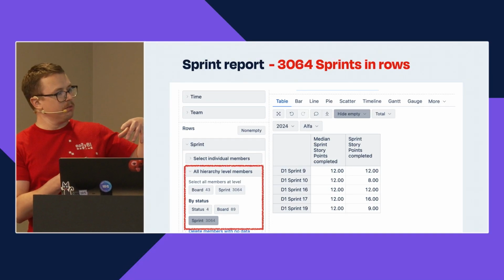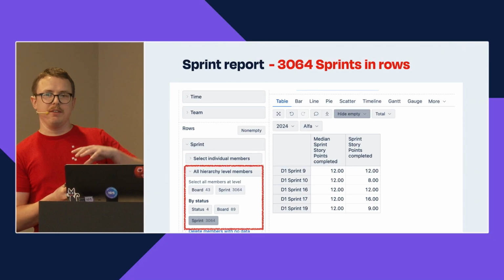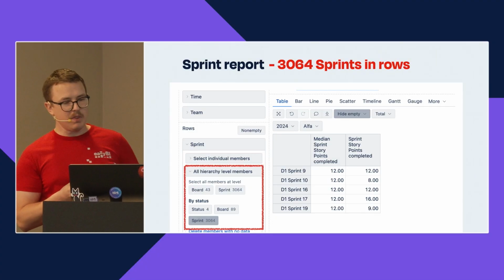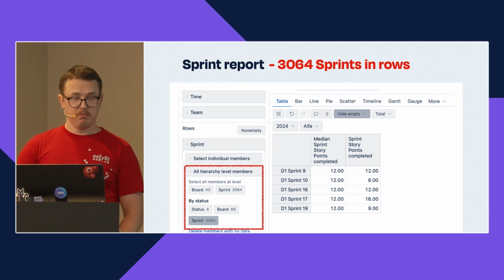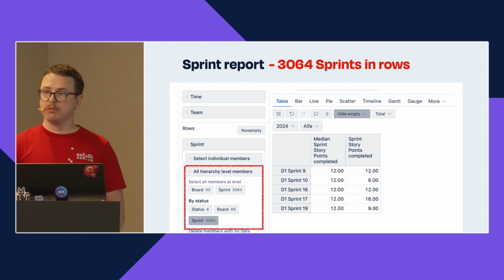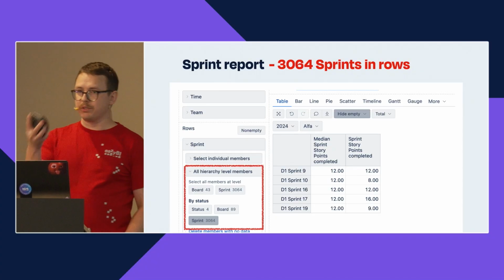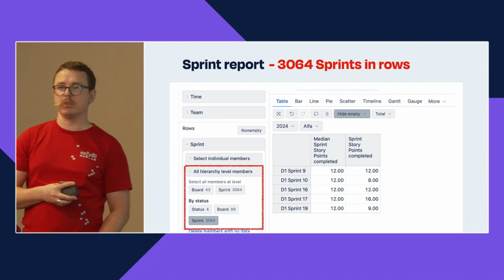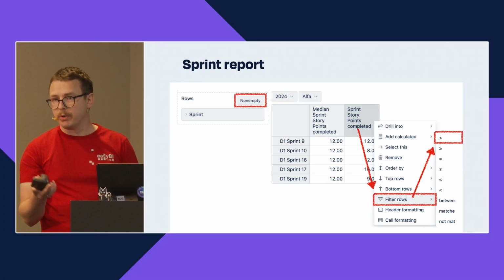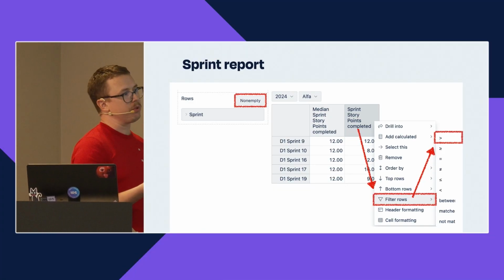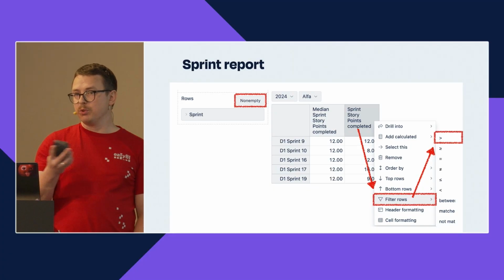eazyBI has to load all those 3,000 sprints and then hide them. And this tells me that maybe we should load fewer sprints. One way we could do it is the non-empty option. Or another one is filter rows by a particular measure. That also reduces the report load time from 54 seconds to 2 seconds.